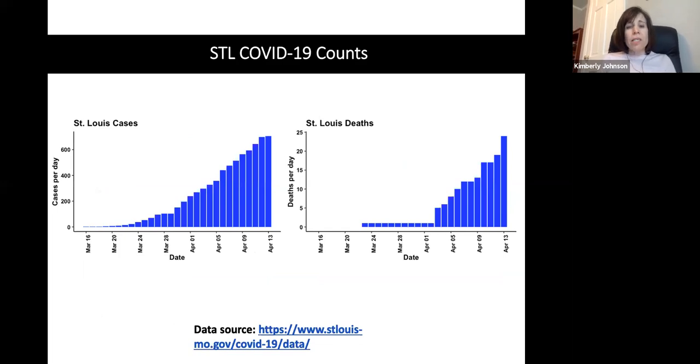For St. Louis, the graphs do not look the same. So we're at a different stage of this local epidemic than New York City is. We're still increasing, the number of cases is still increasing. So we don't see any decline as of yet, and the same with the number of deaths. So hopefully we will be seeing some evidence soon that we're on the downswing for this.